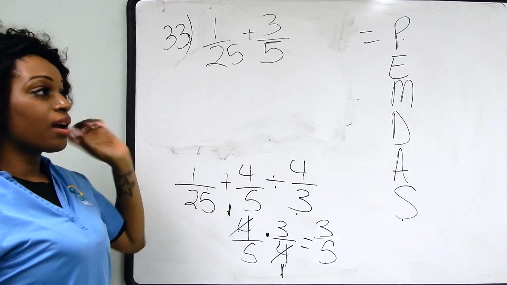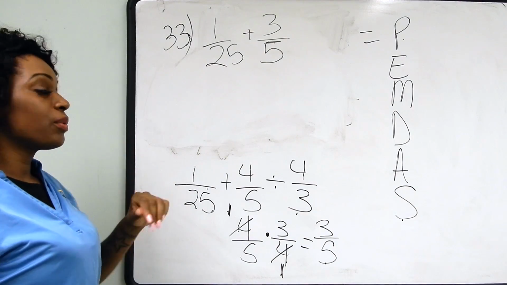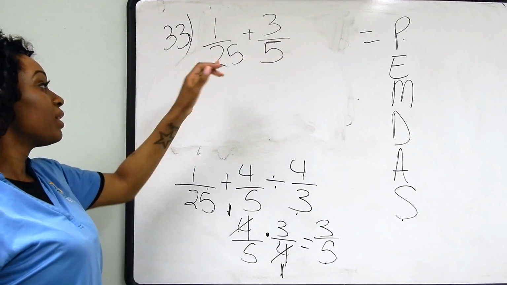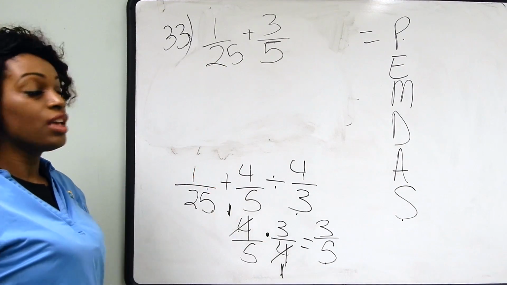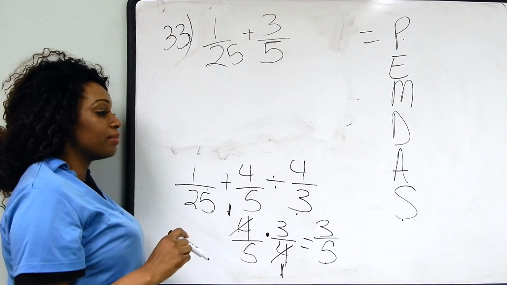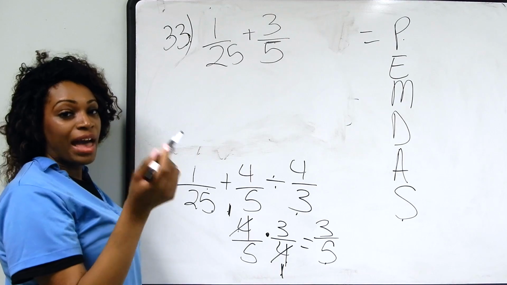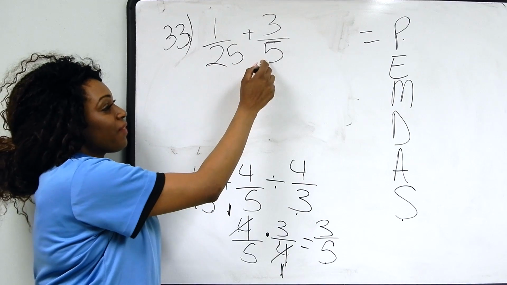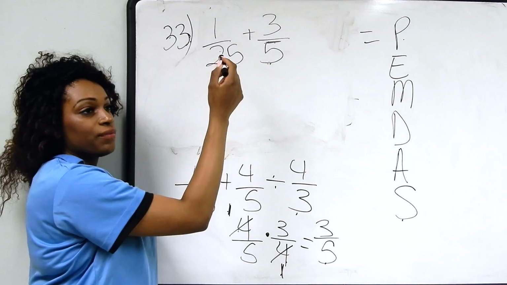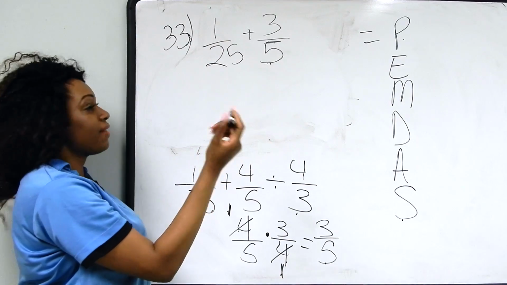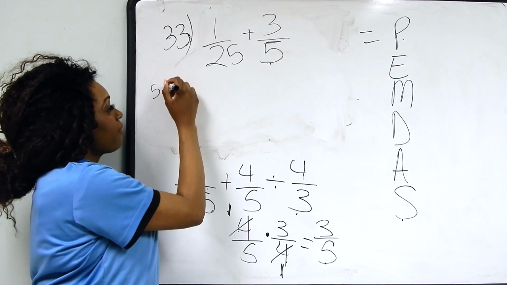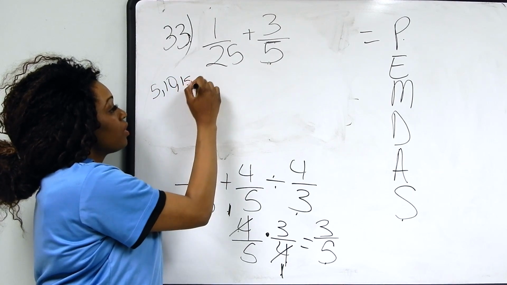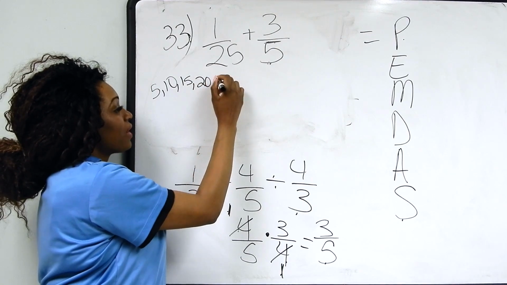Now when we're adding, our denominators have to match. So we need the least common denominator of both 25 and 5. I know that 25 is a multiple of 5. If you didn't know that, I would take the smallest denominator and list its multiples. Multiples of 5 would be 5, then 10, 15, 20, and then 25.